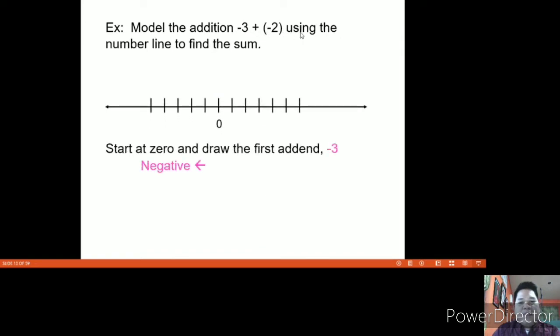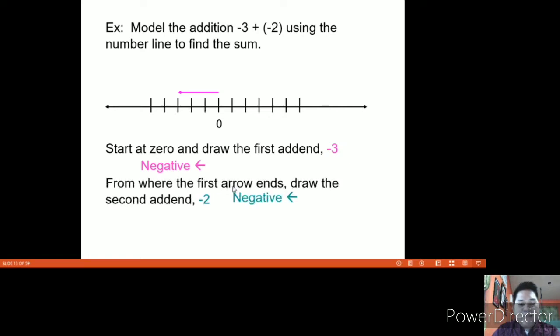How about negative 3 plus negative 2 using the number line to find the sum? Start at 0 and do the first addend. So 0, then negative 3 to the left, 1, 2, 3. From where the first arrow ends, draw the second addend, negative 2. So 1, 2. Therefore, the answer is negative 5, where the second arrow ends is the sum.